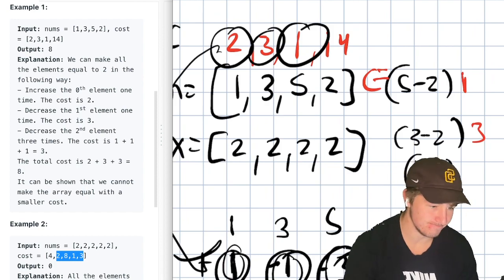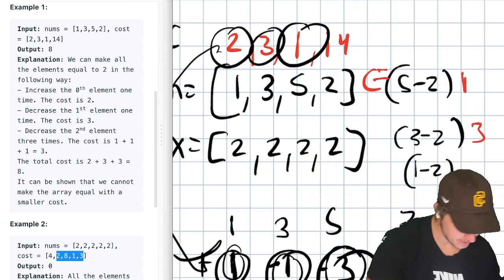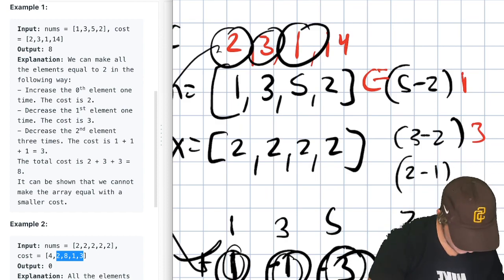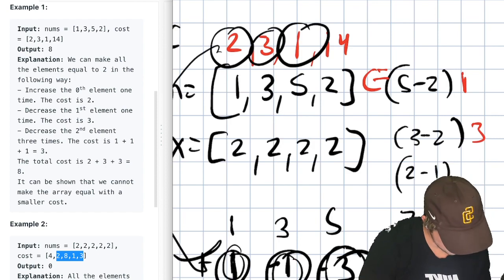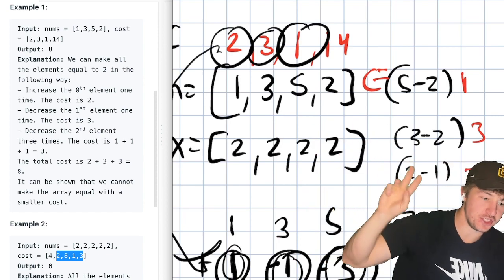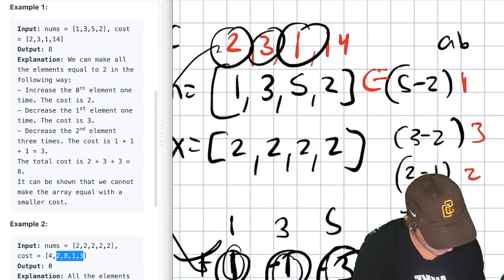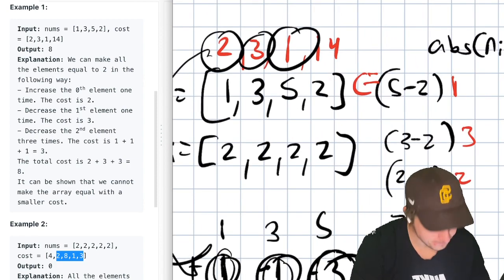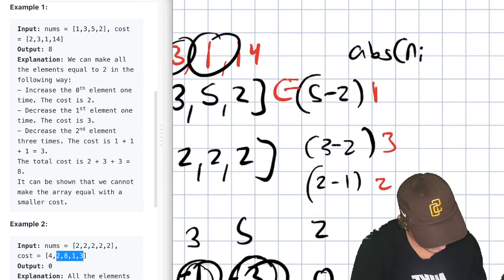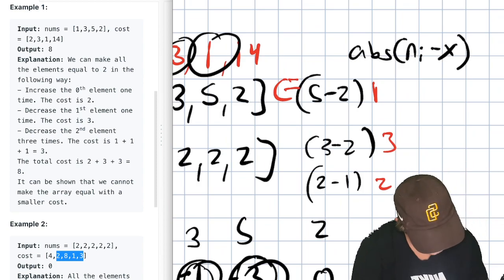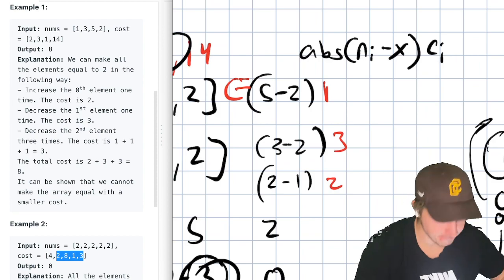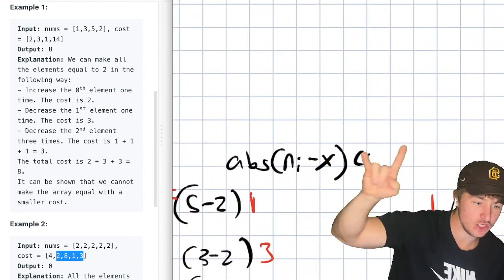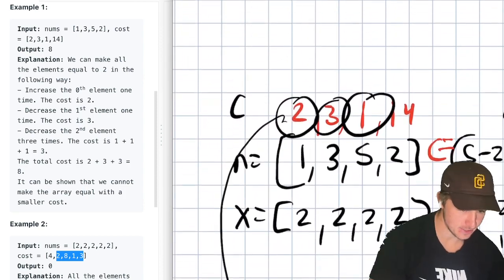Okay, to get 1 to 2, well, it's not 1 minus 2, right? Because now I'm incrementing. So really it's supposed to be 2 minus 1. And what's the cost of doing that? 2. Okay, so since we have this kind of weird switchy thing, we should probably just do the absolute value, right? So the absolute value of what the number is, minus whatever final x value I want, times the cost of that thing, right? That's the price to get to each thing. So we'll run through this again where we said the price was 8 using this formula for each one just to show you that this works, right?